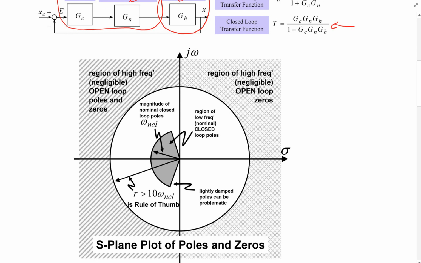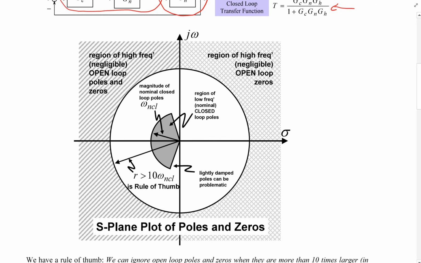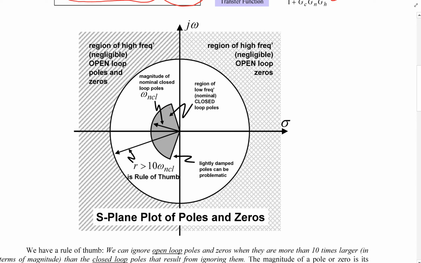And so in doing that, we would end up with a set of poles in here that would be our nominal, and then we would also end up with some poles out here that would represent our high frequency. Hopefully they're out here, and what we're looking for and seeing if we satisfy is this 10 times rule. Our high frequency poles need to be 10 times that of our dominant poles in order to ignore them.